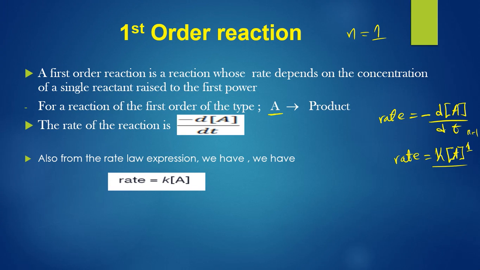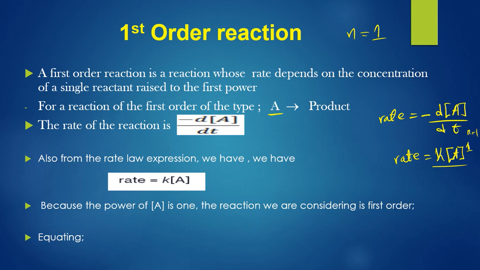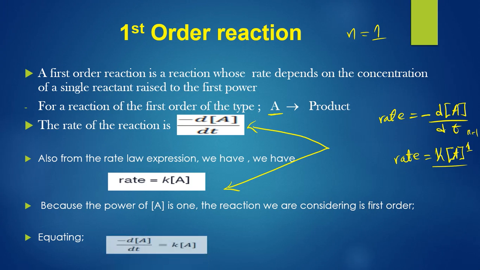So now the next thing, because the power of A is 1, the reaction we are considering is the what? First order, because the power is 1, the n is 1. So this one is the first order. And then equating these two, we're going to equate these two equations, this one and that one, so that we can come up with one. So it's going to look like this. So this one is the reaction rate, while this one is the rate law expression.